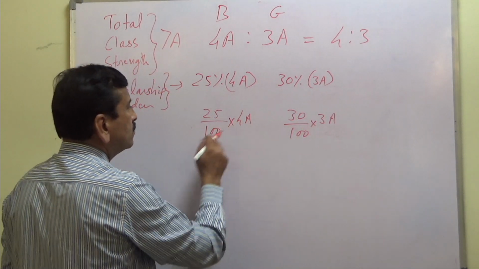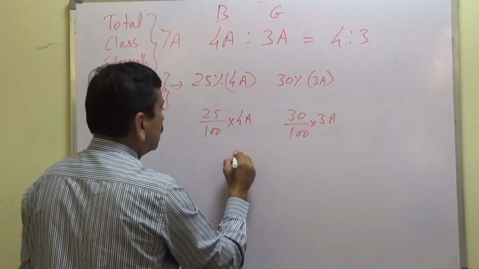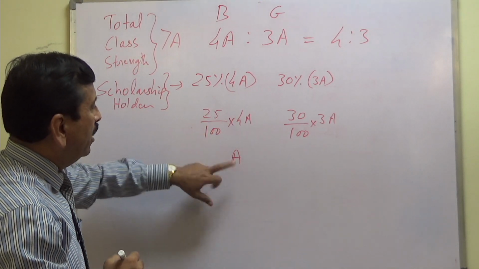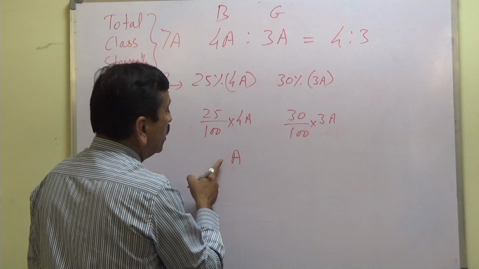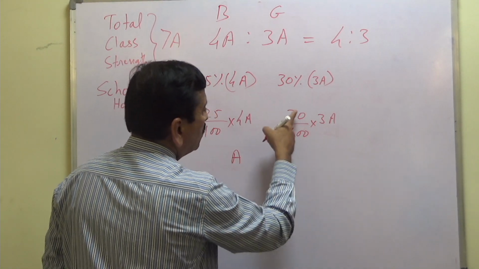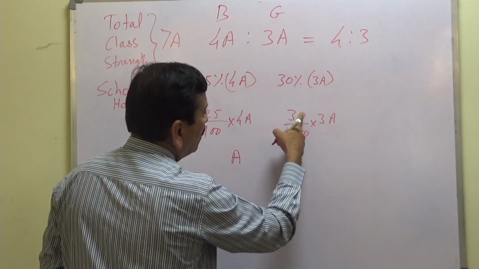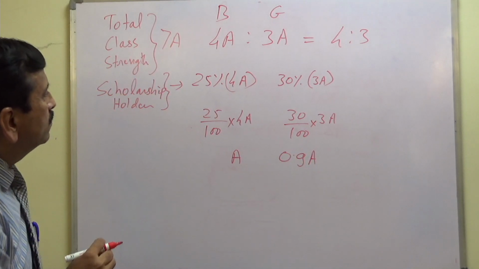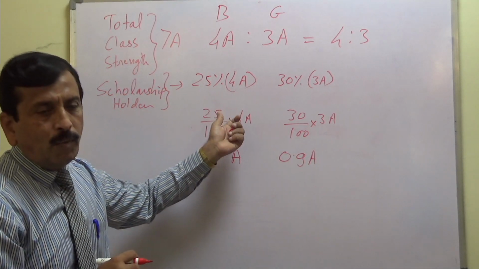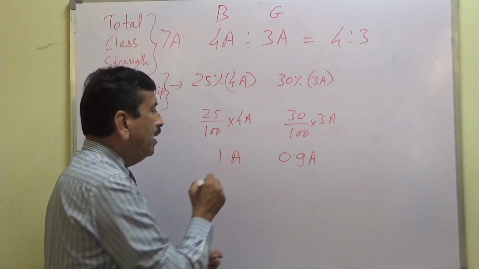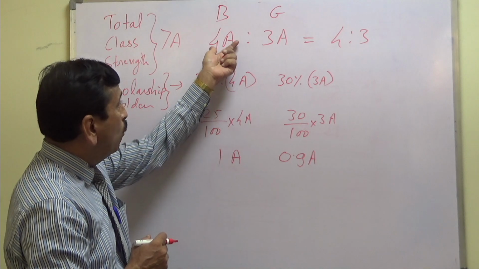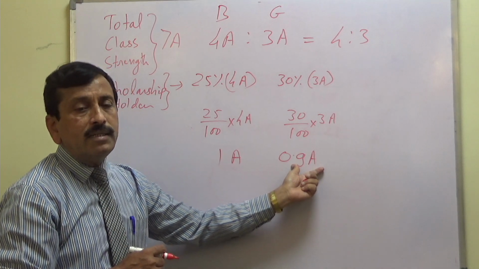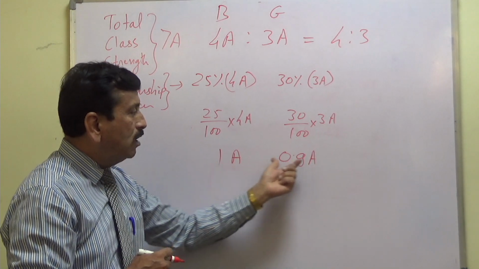So we get here, I'll get A. 25 into 4 is 100, 100 by 100 means A. So A boys will get the scholarship, and here 9 by 10, isn't it? So it will be 90 by 100. So 0.9A, am I right? 0.9A, alright? So this is 1A and this is 0.9A. So out of 4A boys, 1A boys get the scholarship. Out of 3A girls, 0.9A girls get the scholarship. So scholarship by boys, scholarship by girls.